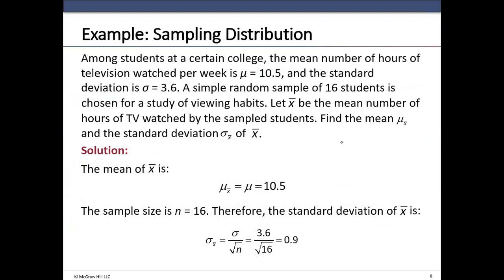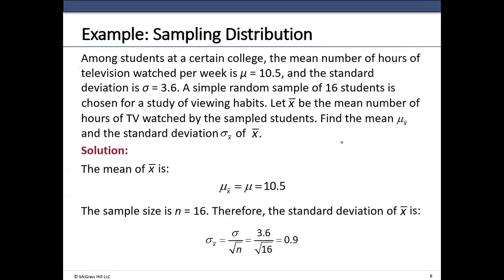Among the students at a certain college, the mean number of hours of television watched per week, mu, is 10.5 and the standard deviation sigma is 3.6. A simple random sample of size 16 students is chosen for a study of viewing habits. Let X bar be the mean number of hours of TV watched by the sample students. Find mu X bar and the standard deviation sigma X bar of X bar.